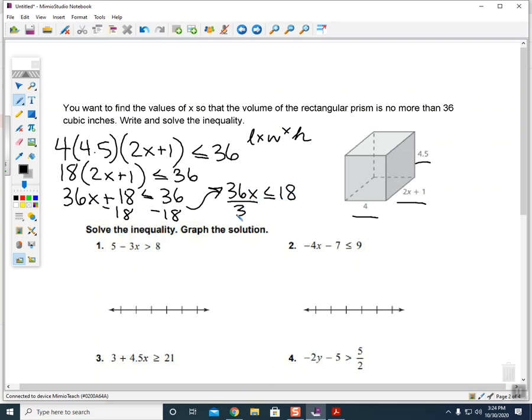I'll divide both sides by 36. I'm left with x needs to be less than or equal to 1/2. 18 over 36 is 1/2. Okay?